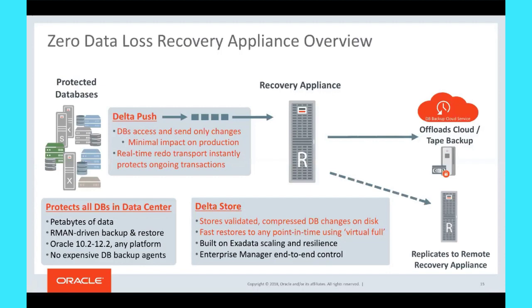And finally, we have replication for DR capability. A copy of all the backup data is also replicated to a secondary appliance, where it can be used for tiering to the cloud, to tape, or for restore purposes. Most of our customers today have at least one local or one remote recovery appliance for DR purposes.